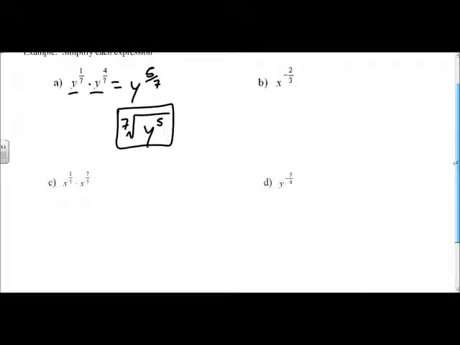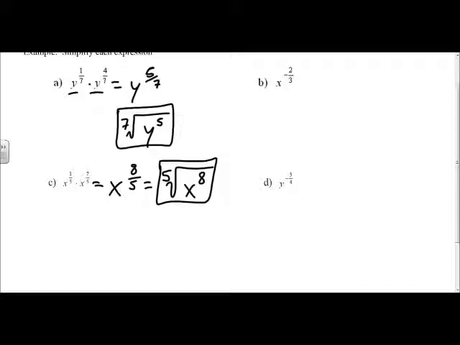I'm actually going to skip to c, because c is a similar process here. When we have x to the 1/5 times x to the 7/5, that would become x to the 8/5, because we just add together our exponents, the 1/5 and the 7/5. So now that we have that it's x to the 8/5, we could rewrite that as the 5th root of x to the 8. So that would be A and C.